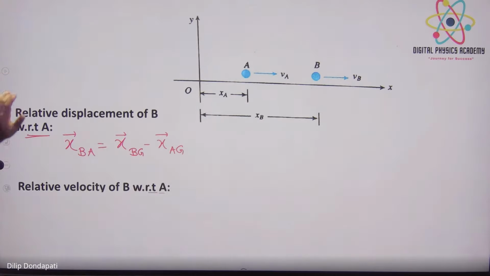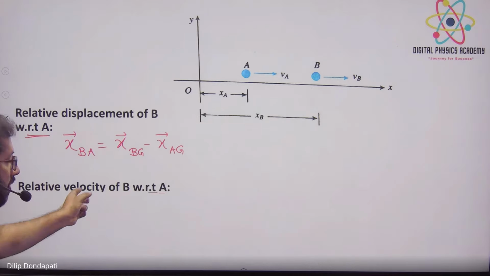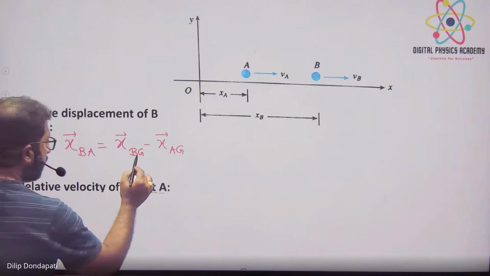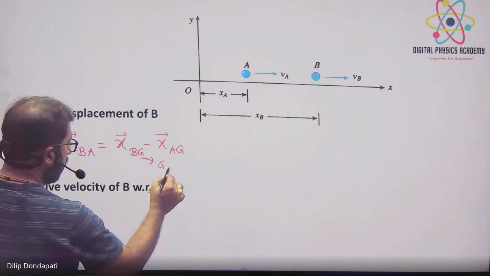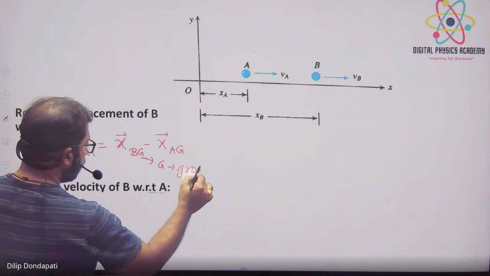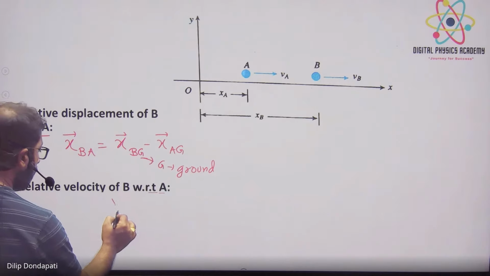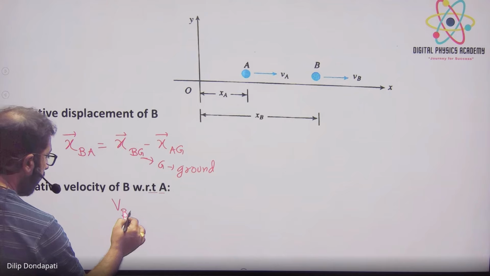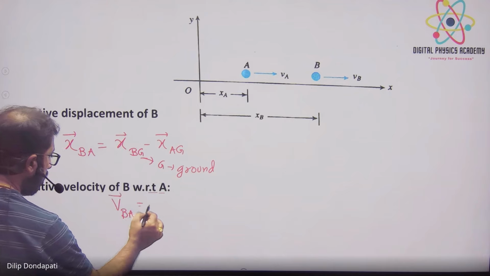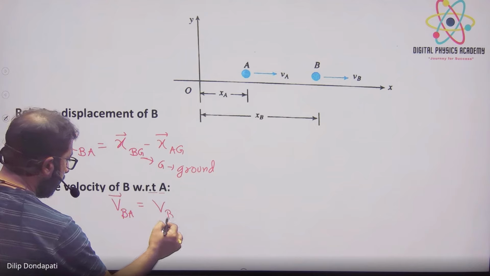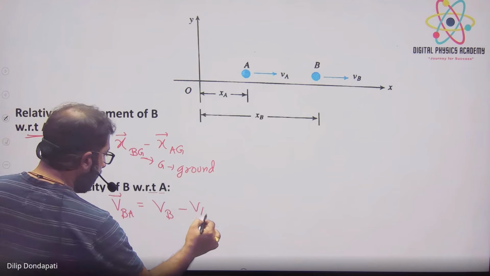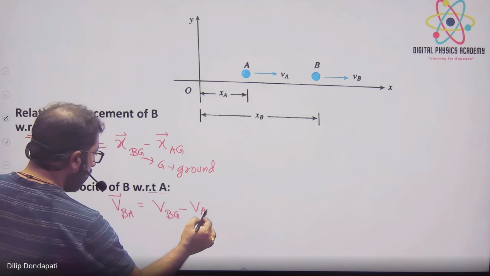Similarly, relative velocity of B with respect to A. What is BG? With respect to ground. This is the displacement of B with respect to ground. G is for ground, meaning the observer is on the ground. Ground के respect में. Okay. Now tell me, velocity of B with respect to A का formula क्या होगा? Velocity of B minus velocity of A, with respect to ground.